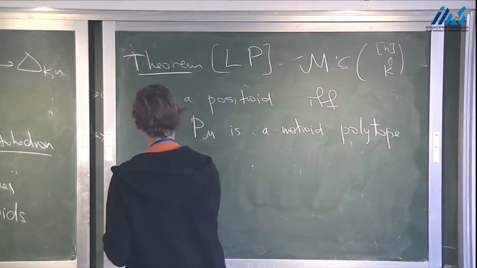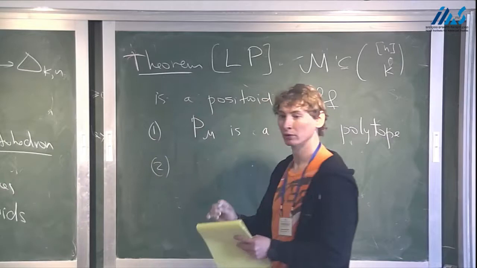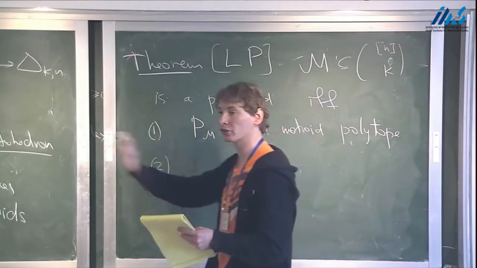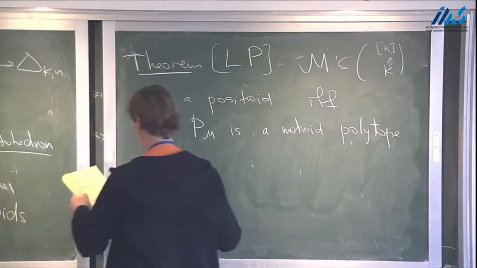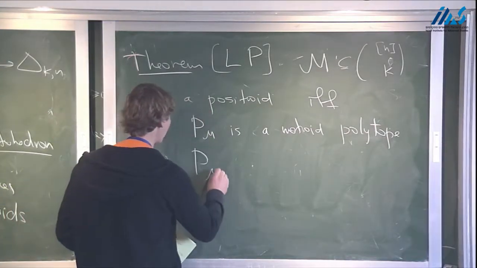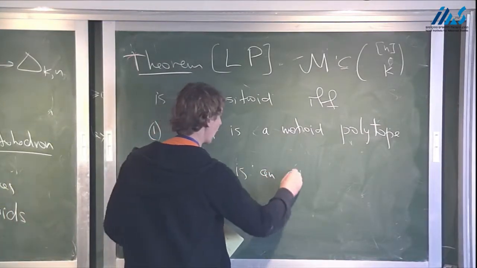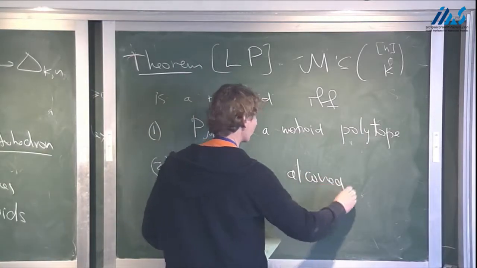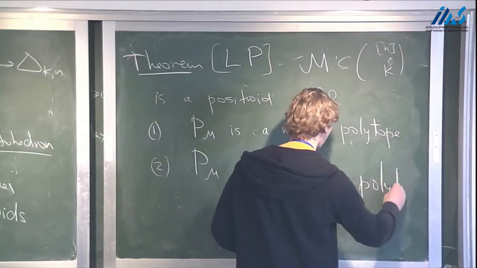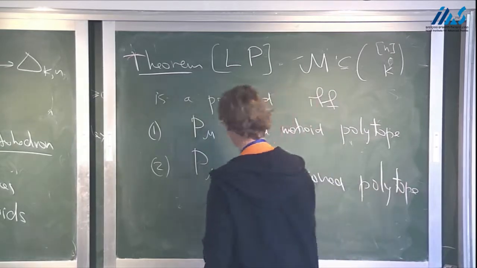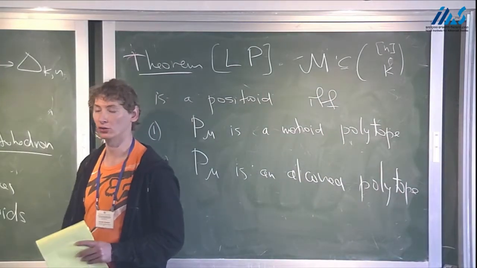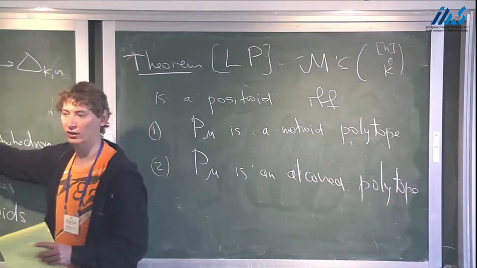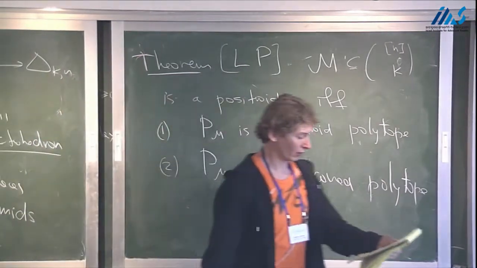And second, this polytope agrees with the subdivision into alcove polytopes, so into alcoves. It means that P_M is an alcoved polytope. That means that it's a union of these alcoves like this. So it kind of agrees, intersects nicely with the alcove subdivision.